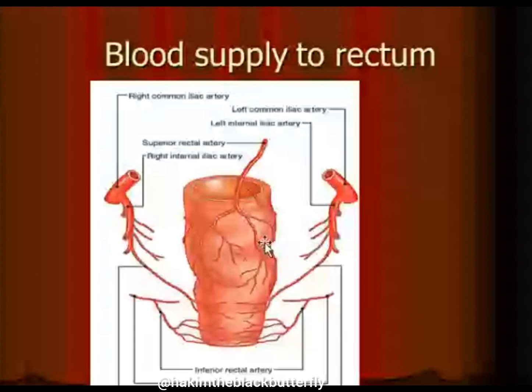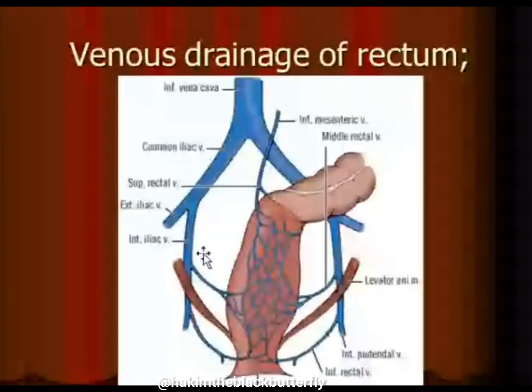So the superior rectal, a branch of the inferior mesenteric, the middle rectal, a branch of the internal iliac artery, and the inferior rectal, a branch of the pudendal artery, which is a branch of the internal iliac artery. This is the blood supply to the rectum, well supplied with blood.